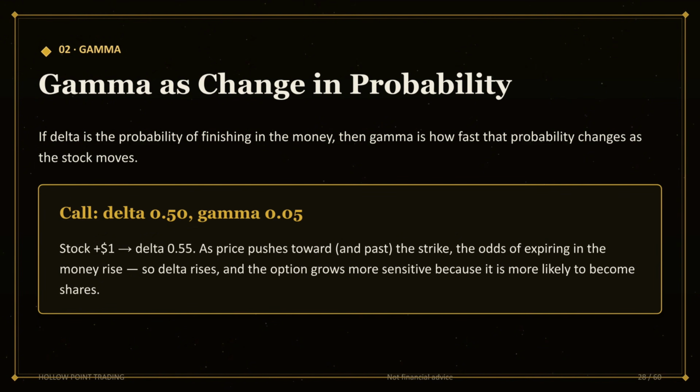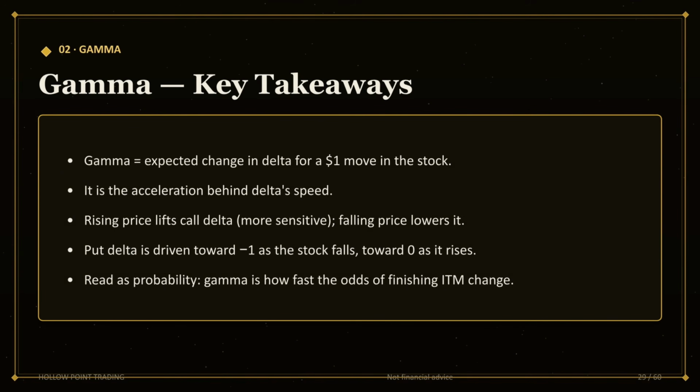You can also read gamma as a change in probability. As price pushes toward the strike, the odds of finishing in the money increase. Gamma tracks how quickly those odds improve, reflecting the rising sensitivity of the option. To wrap up Module 02, gamma measures how much delta changes per dollar of stock move. It acts as the acceleration for delta, where rising prices increase call sensitivity and falling prices impact put sensitivity differently.